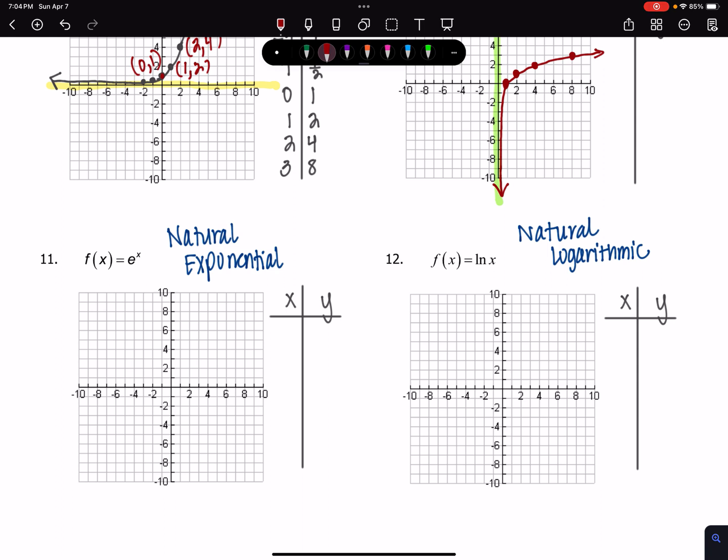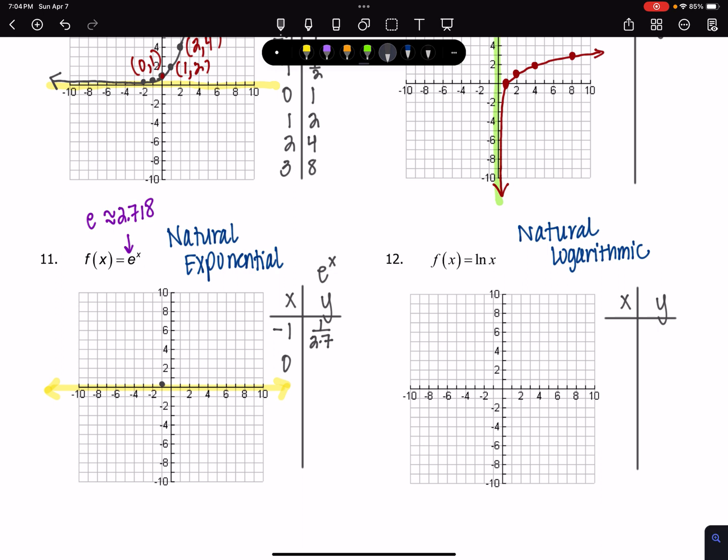Now our natural exponential is a base e. E is approximately 2.718. So when I put in a negative 1 for x, I get 1 over 2.7-ish, which is a small fraction. It's a small decimal, it's a small number. So again, we have that horizontal asymptote, and we're going to have negative 1 and a very small number.